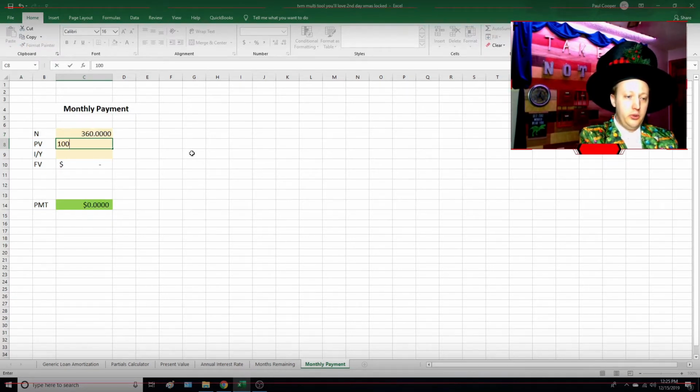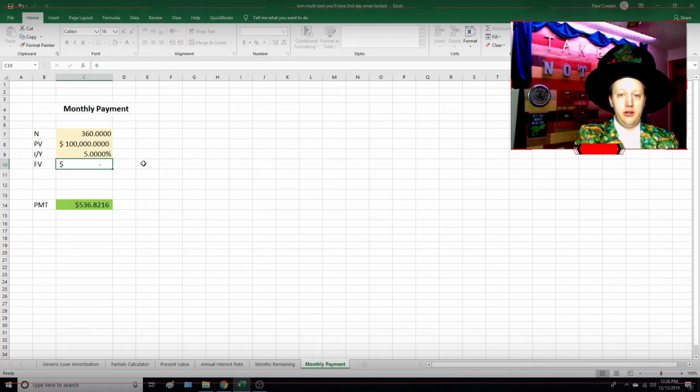The present value, which is the loan balance starting off, is 100,000. The I/Y is the interest rate, set at 5%, and the future value is 0. The future value will always be 0 for all of these. I just put that in there in case you're looking at your calculator and you're wondering what you should put in for future value. It should always be 0 since we're paying off the loan. And all of these numbers go to 4 decimal places because that's generally what's used in accounting.